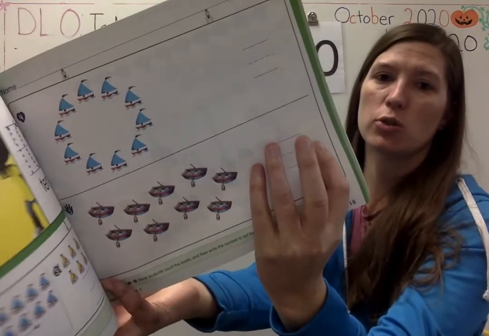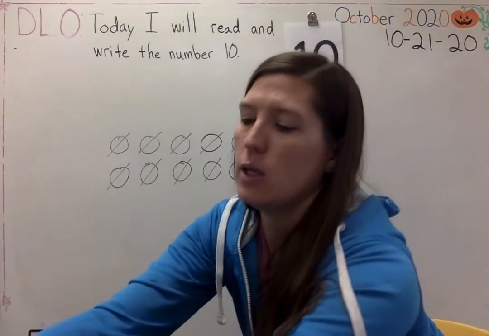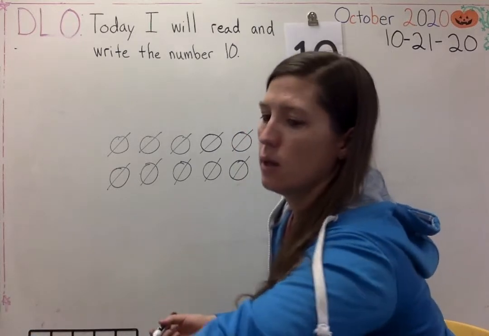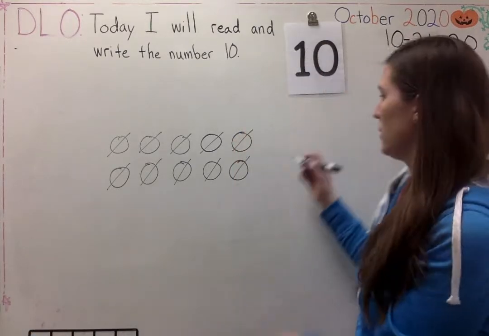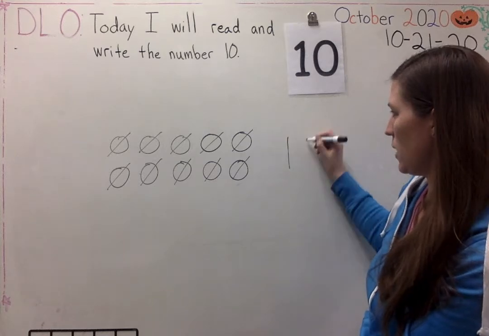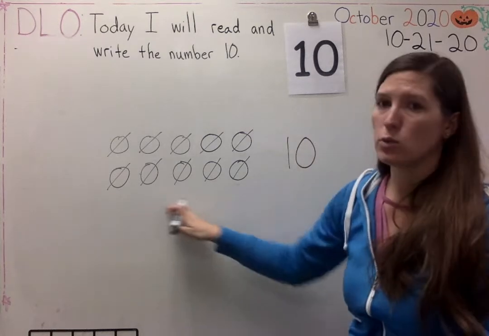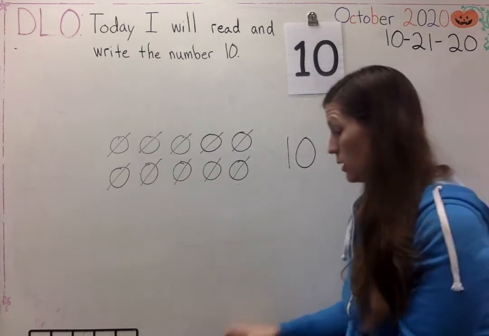I have 10. On the side or down below in your book, you will have a place to write the number, a little number line. And the way to make your 10 is 1 and a 0. I use the strategy crossing out. Let's do another one.